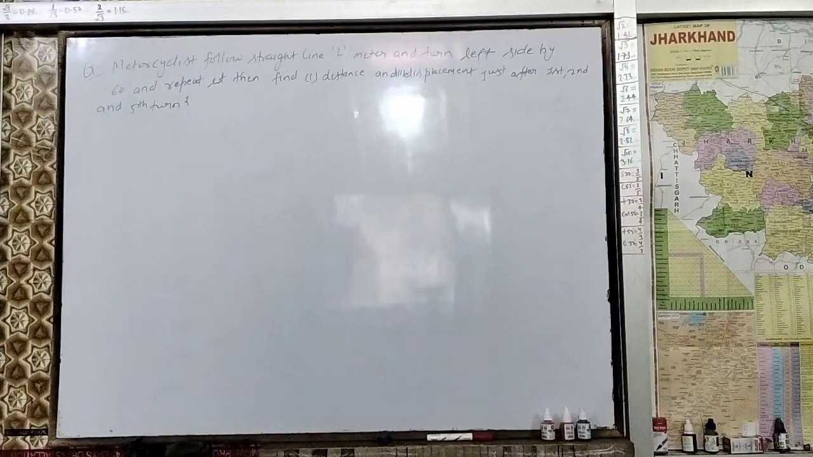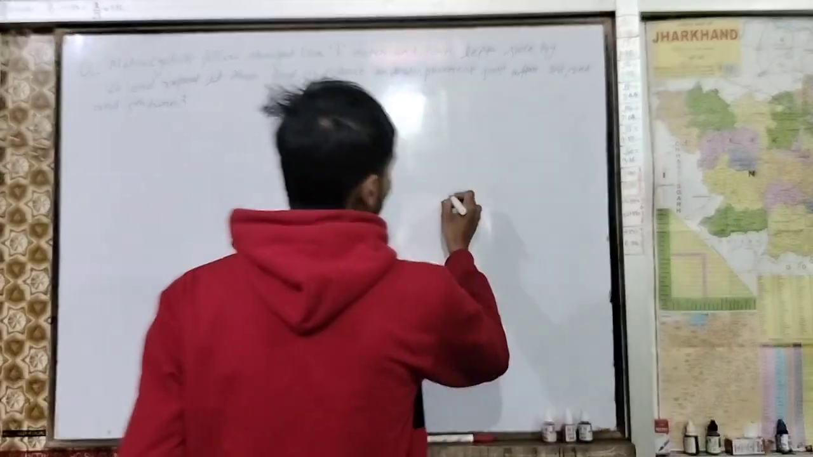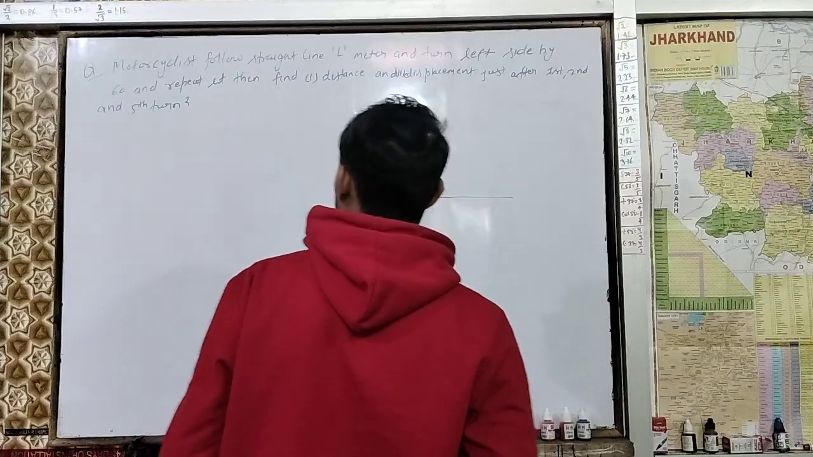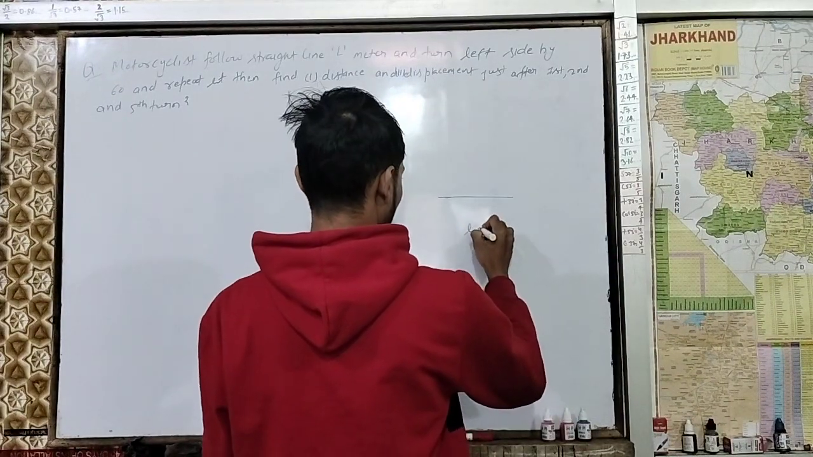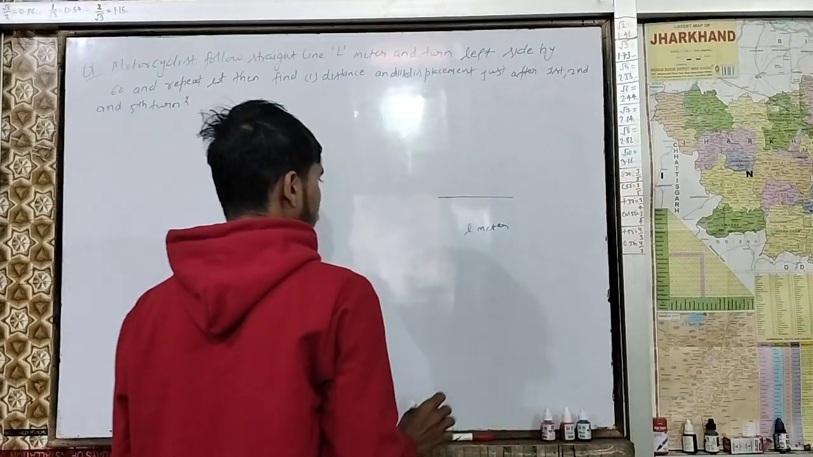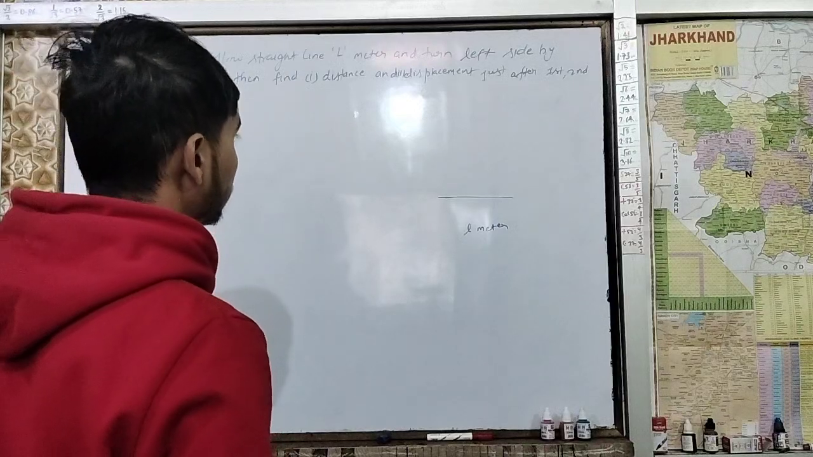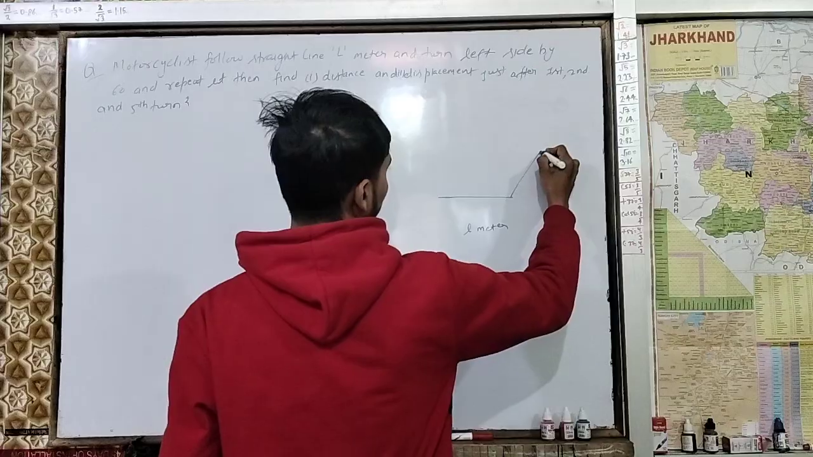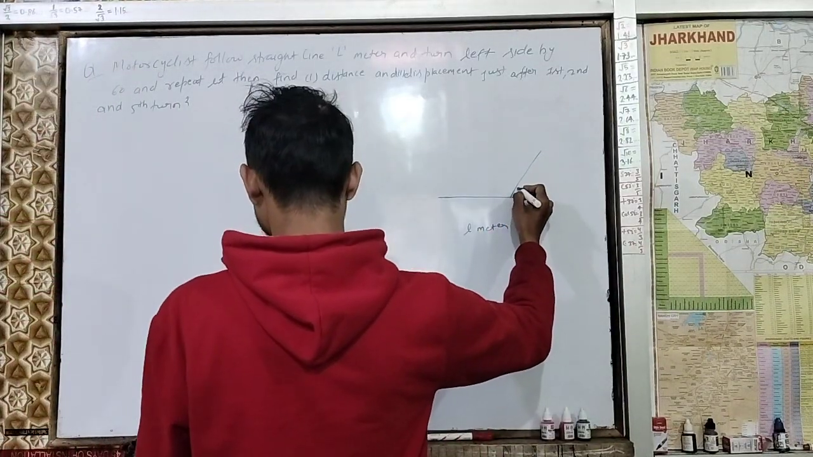The figure is not given by the question, but don't worry, we can draw it. The motorcyclist follows a straight line. Let's say this is a straight line of L meters. Then he turns left, not right. This turn is by 60 degrees. How much is this angle? 60 degrees.